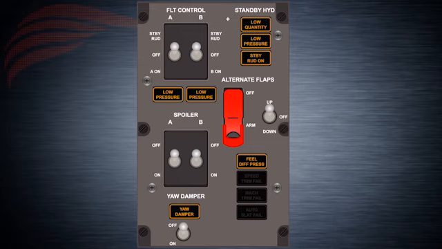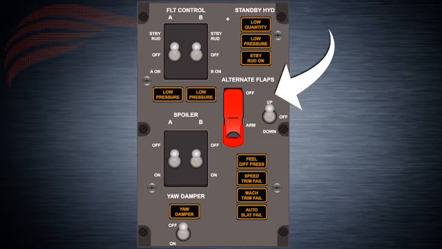2. Autoslat fail light. This comes on when the autoslat function becomes unavailable. 3. Speed trim fail light. This comes on when the speed trim function in the flight control computers, FCCs, becomes unavailable. 4. The Mach trim fail light, which comes on when the Mach trim function in the FCCs becomes unavailable. Alternate flaps arm and control switches. This series of control switches are discussed in the secondary flight controls lesson.